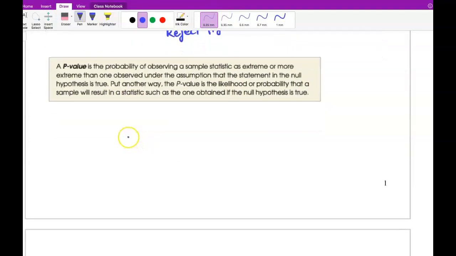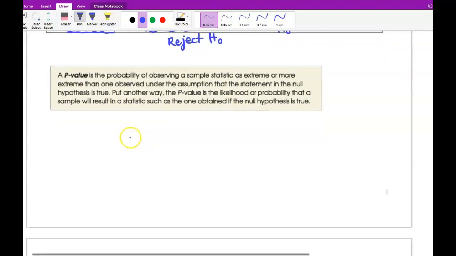Okay, so here we have the definition: the p-value is the probability of observing a sample statistic as extreme or more extreme than the one observed under the assumption that the statement in the null hypothesis is true. I'm gonna write this in.